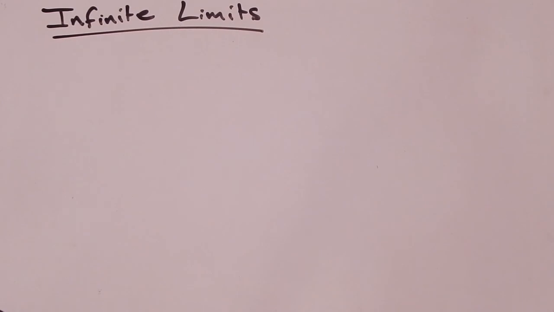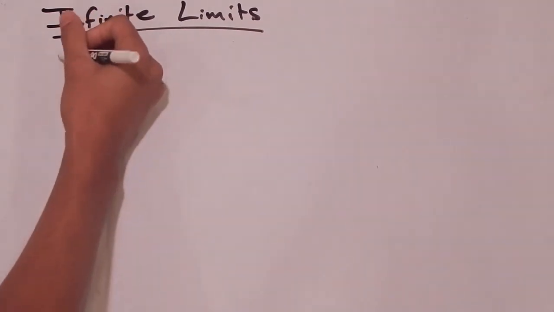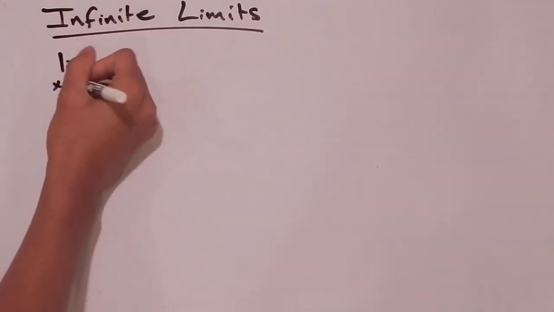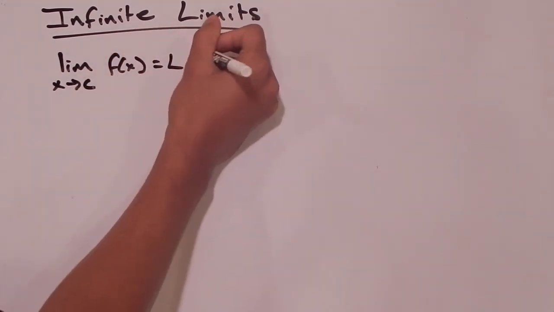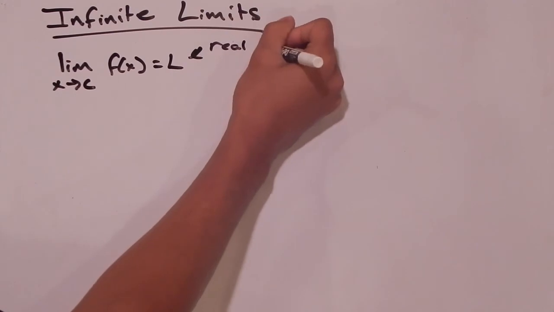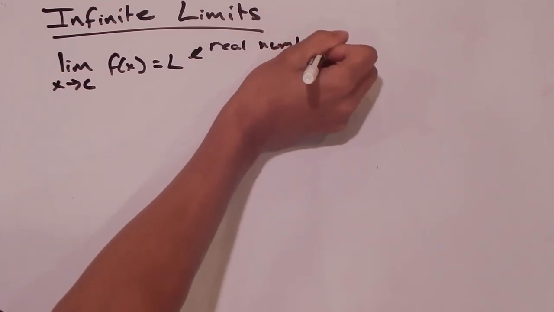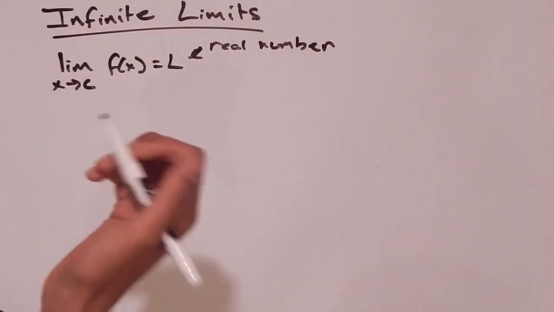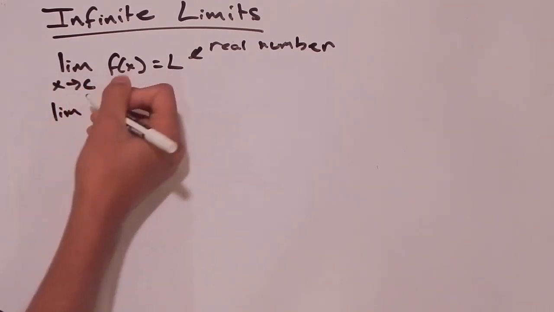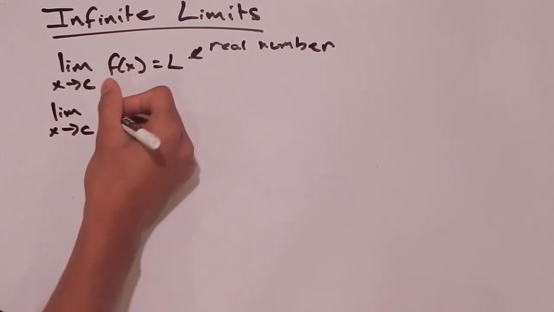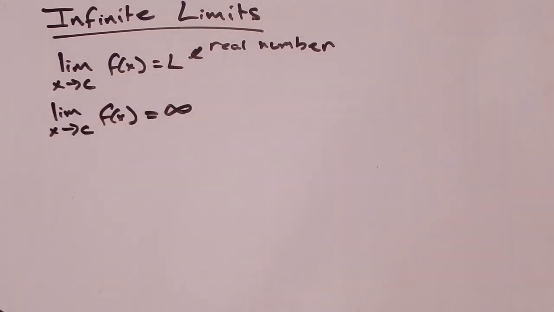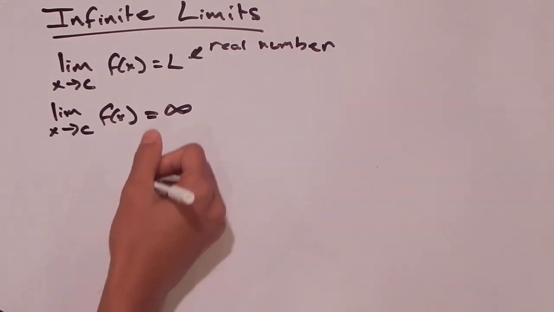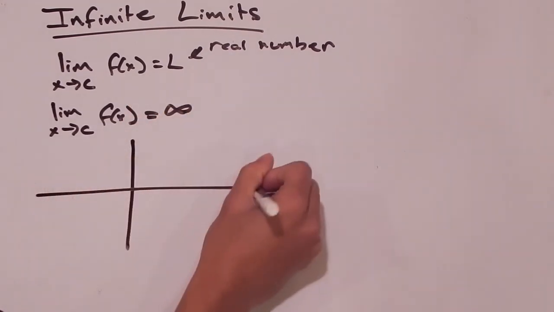And the idea behind an infinite limit is, if you'll recall, our original limit, we had the limit as x goes to c of f of x equal to L, and this L value is some real number, 1, 2, 3, pi, whatever that number is. Now we're going to be taking a look at limits where x is going to c of f of x, and that limit is equal to infinity. So what might that look like? Well, on a graph, it might look something like this.